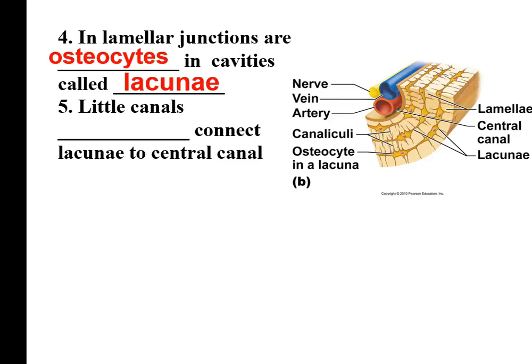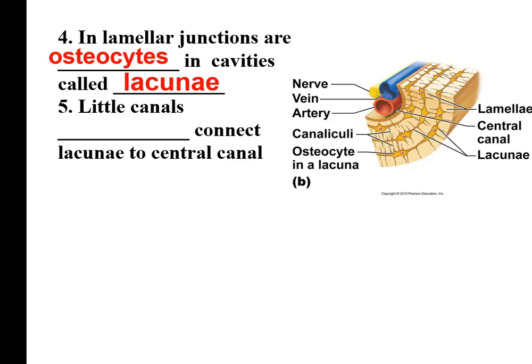We saw lacunae with chondrocytes. That's what chondrocytes in cartilage were located in as well. So a lacuna is a space where we find an osteocyte in bone tissue, or we find a chondrocyte in cartilage. It's a little cavity or space.